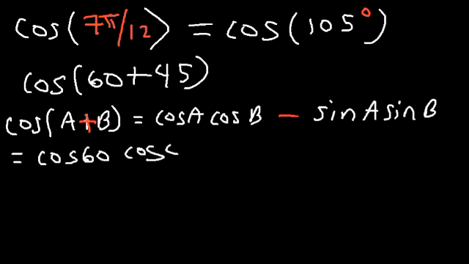Now, using the triangles that we mentioned before, we could tell that cosine 60 is 1/2. Cosine 45, root 2 over 2. Sine 60 is root 3 over 2. Sine 45, root 2 over 2. So this is root 2 over 4 minus root 6 over 4, which is root 2 minus root 6 divided by 4. So this is the answer. Let's try one more example, but using a tangent function. Go ahead and evaluate tangent pi over 12.